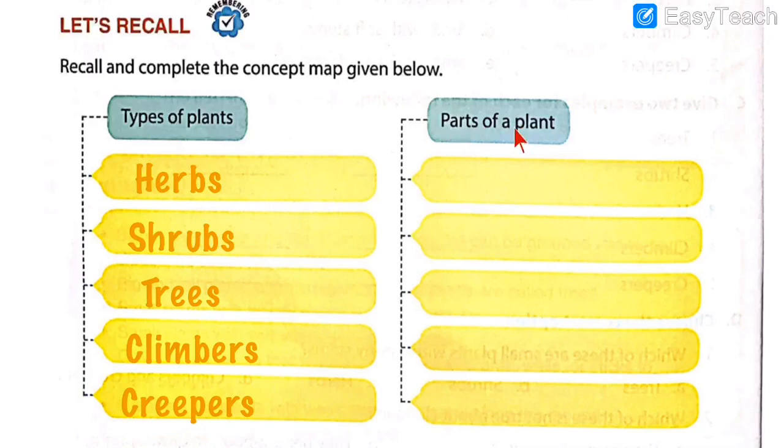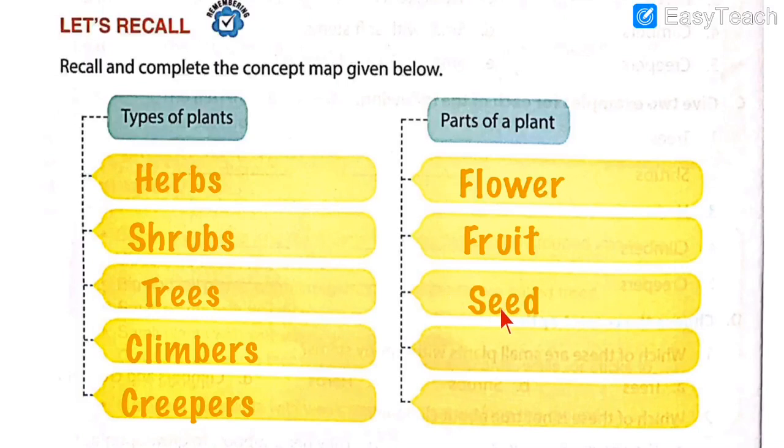Now let us write the 5 parts of a plant. We have seen the parts of a tomato plant, so we shall write the names of any 5 from what we have learnt. Number 1, flower. The part that becomes a fruit is called flower. Number 2, fruit. The part that has seeds is called the fruit.